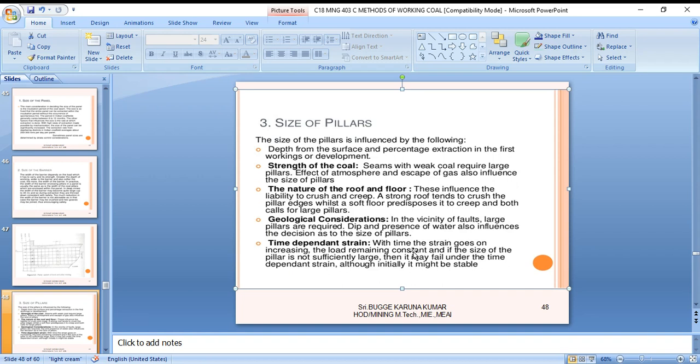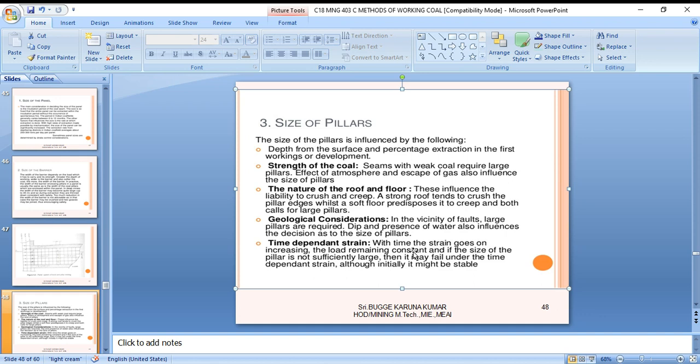The size of the pillar is influenced by the following: depth from the surface, and percentage of extraction in the first working and development. Strength of the coal seam: a weak coal seam requires large pillars. Effect of atmosphere and escape of gas also influence the size of the pillar. The nature of the roof and floor influences the liability of crush and creep.